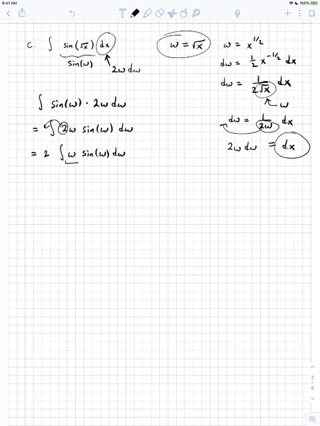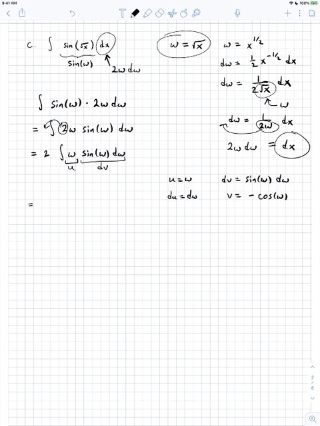You let u be equal to w, and then dv is everything else. So u equals w, dv equals sine of w dw. Let me just move it down a little bit so we have a little bit more space between those two computations. So if u is w, then du is the derivative, dw. And v is an antiderivative of sine, which is something we've seen before during these problems: minus cosine of w.